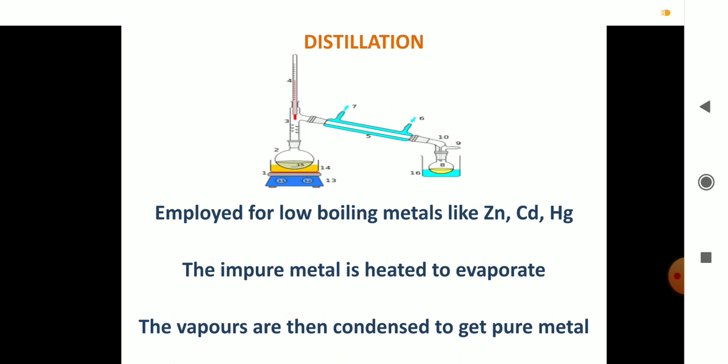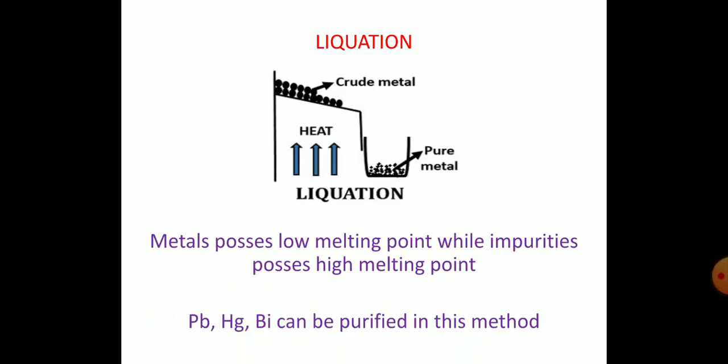Yes. Now let us move on to the second refining process, that is liquation. Dear students, this is the picture showing the process of liquation. Look at the heading very clearly, liquation, which means the metal is converted into liquid state by heat. When we heat the impure form of the metal, the metal alone is melted, which means the metal will have a lower melting point than the impurities. In this case, the impurities possess a higher melting point, whereas the metals possess a lower melting point.